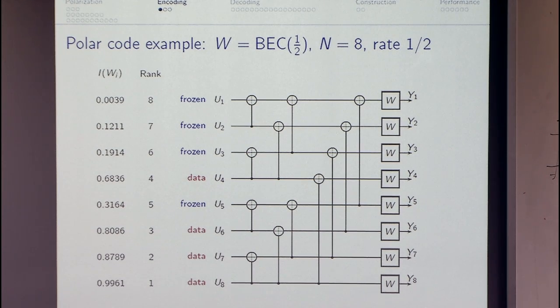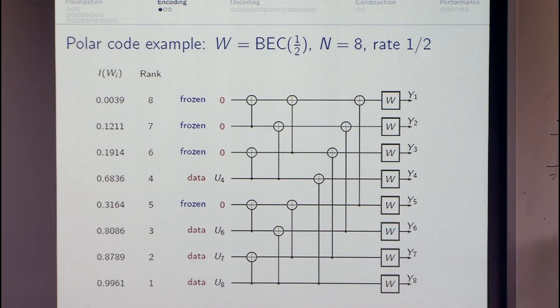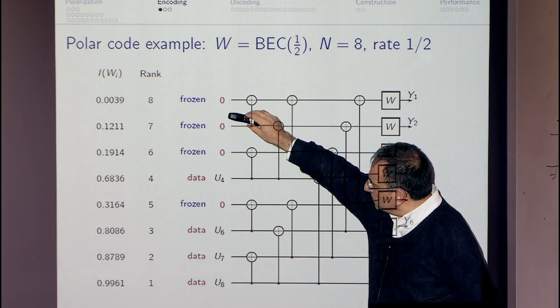As the block length increases, these numbers are going to polarize, of course, and the probability of error is going to get smaller. So specific numbers: the frozen bits are 0, the remaining ones are arbitrary data bits. So how we do the encoding is obvious.